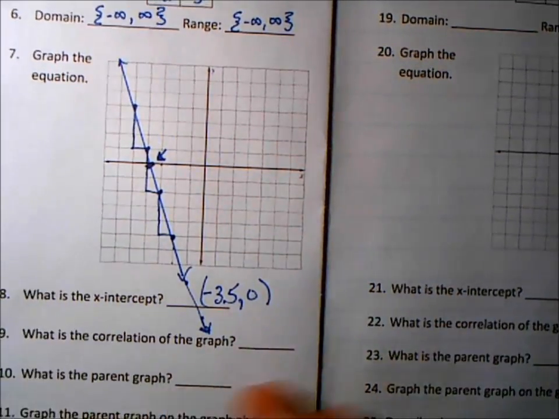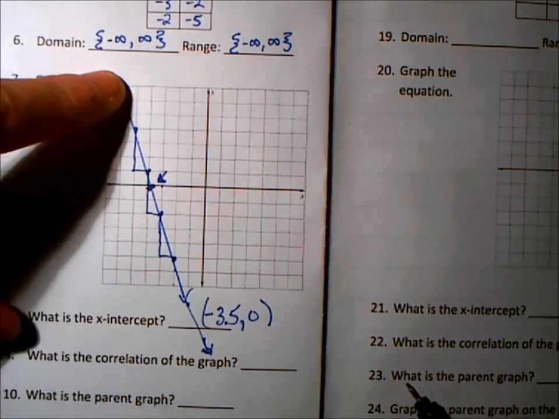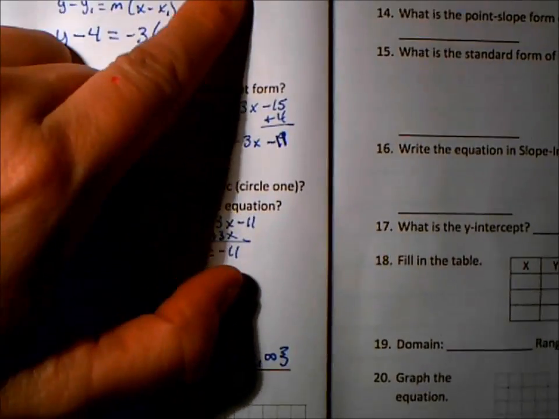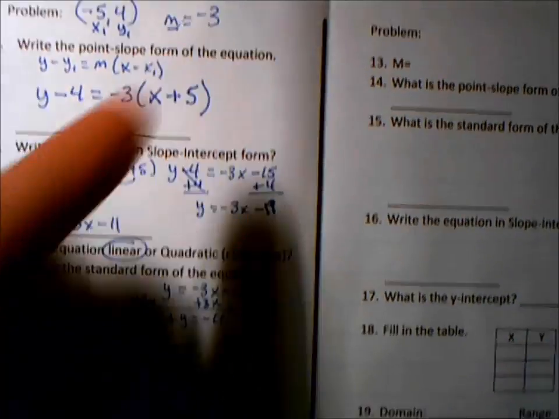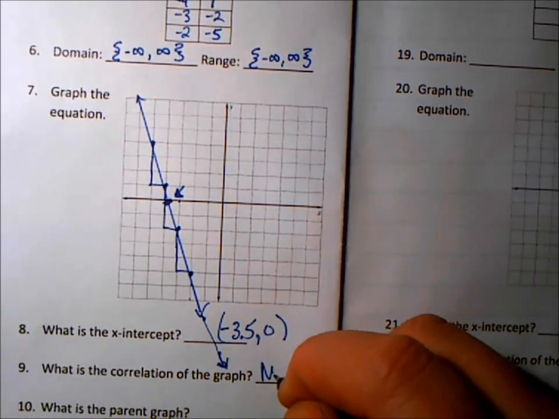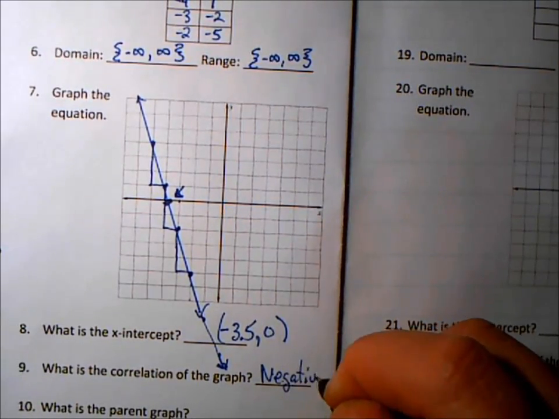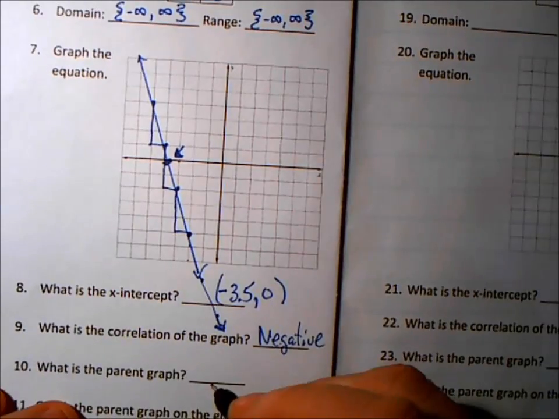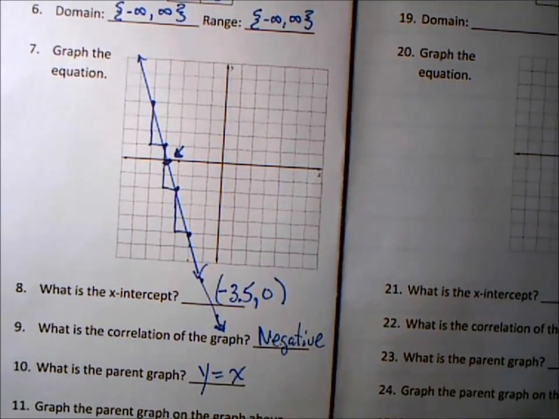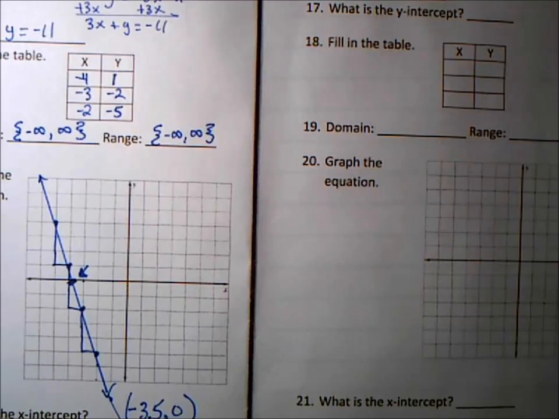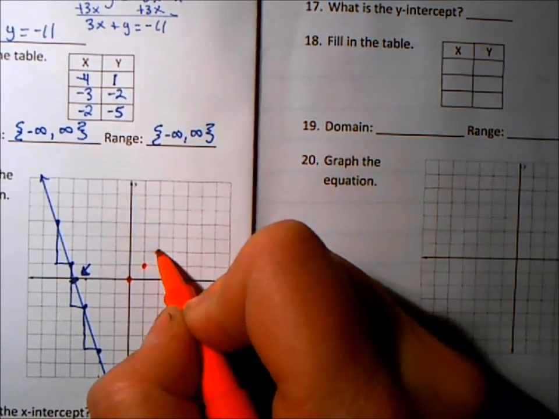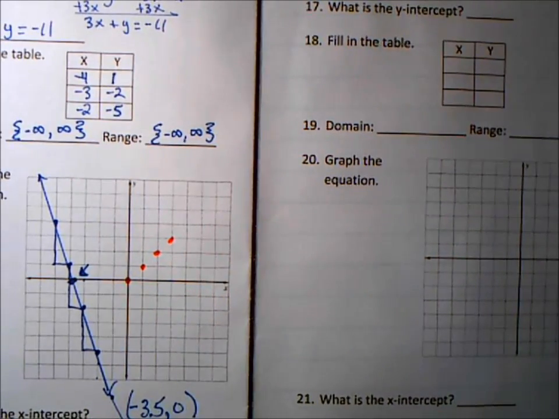I want to know the correlation. I'll look at my graph. Which way is it going? This one appears to be going down. I can also look up here at my slope that they gave me in the very beginning. My slope was negative. The parent graph, if I pull the numbers away from the slope-intercept, all I have is y equals x. And they want me to graph the parent graph. Okay, 0, 0, 1, 1, 2, 2, 3, 3 is my parent graph.